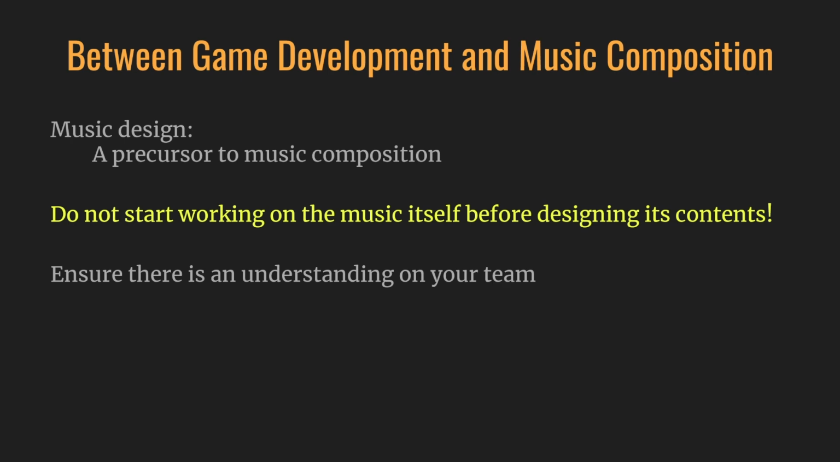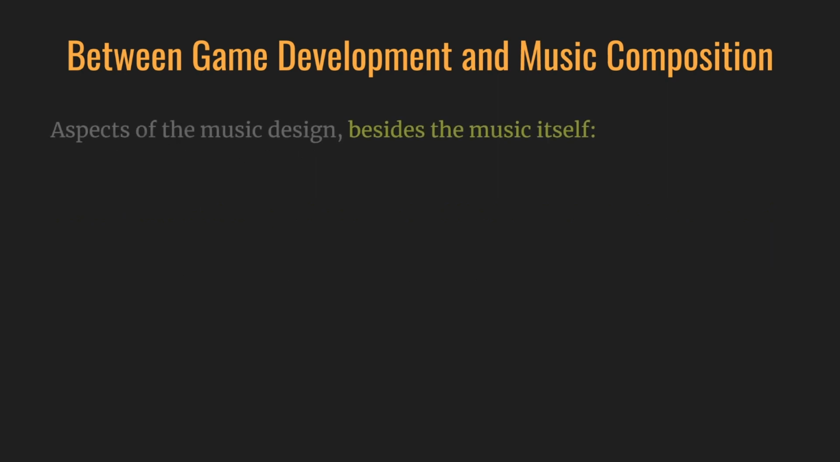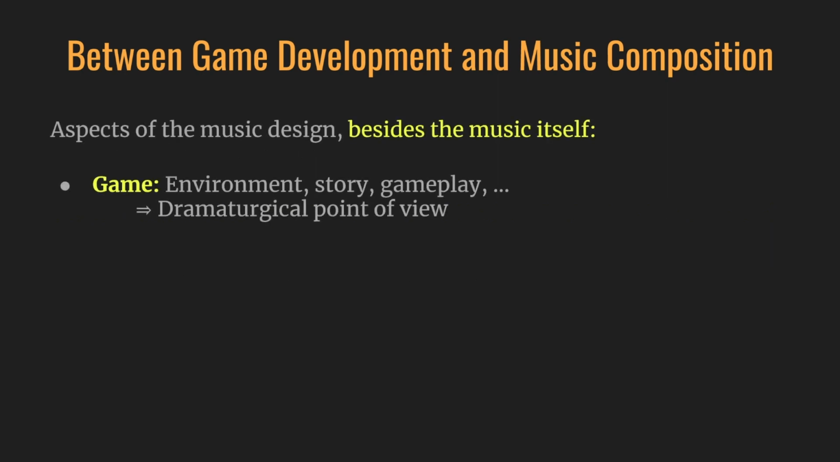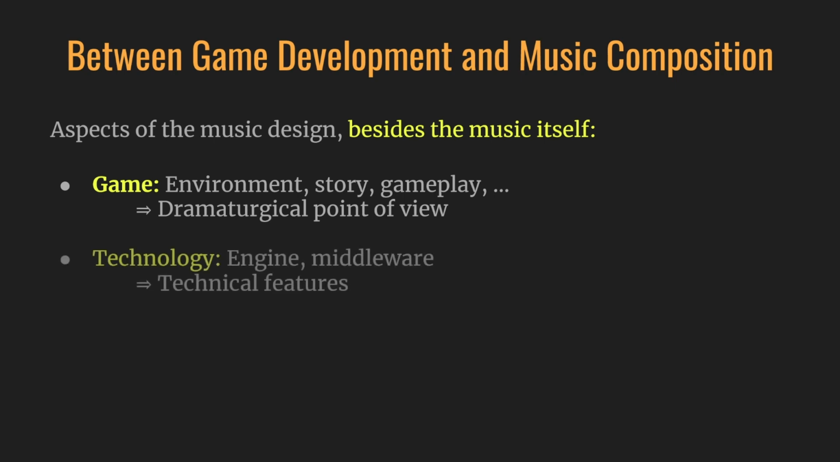Music design is a field with many aspects that should be taken into account. We start by looking at the game's environment, story, and the gameplay. This ensures the music will make sense from the narrative or dramaturgical point of view. Then we need to look at the technology and resources in general that are available to us. We learn which engine the game runs on and which audio middleware the team has chosen. Perhaps you get to advise them on which middleware to go for. But anyway, this tells us what technical features of interactive music will be available to us out of the box.